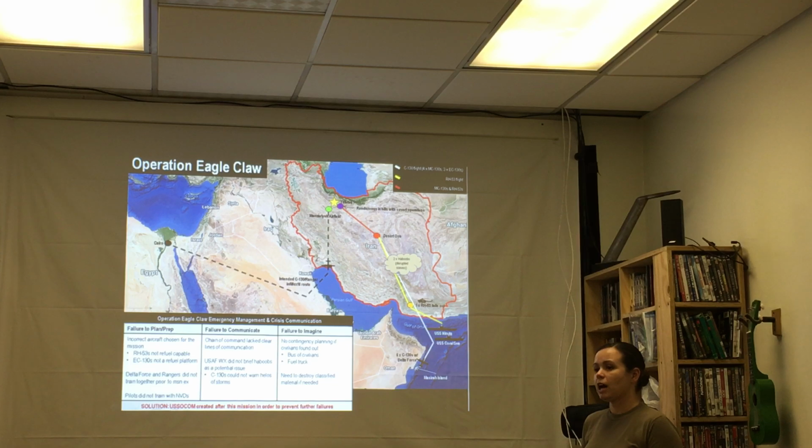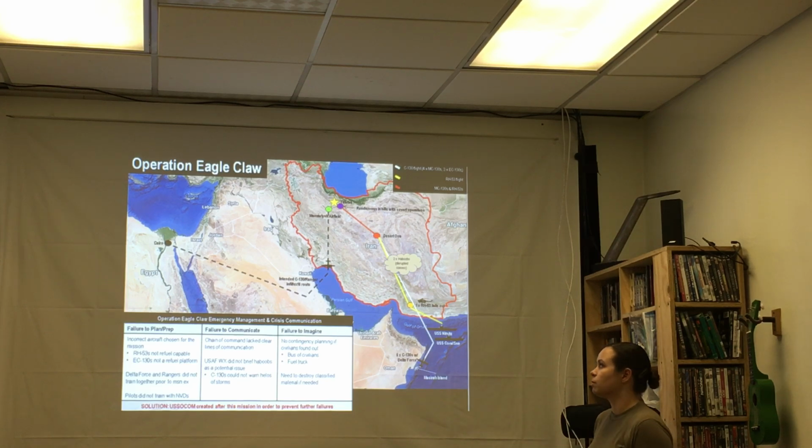However, the ad hoc planning that took place with this operation hindered the success of this operation because there were a lot of different moving parts. Each different service wanted their piece of the pie. There was no unified command for all of the forces to operate under. So all of these went into the planning and limited communications to the failures of this operation.